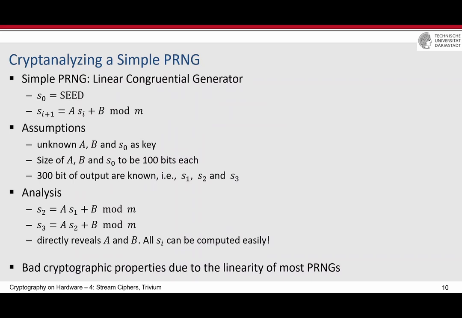For example, here we have the cryptanalysis of a simple PRNG, the one we have just seen, S_{i+1} = A S_i + B modulo M. Just imagine that you take two consecutive values as two consecutive states. If you know two consecutive states of the PRNG, then you directly reveal A and B as the coefficients, and then you can easily calculate the next state.